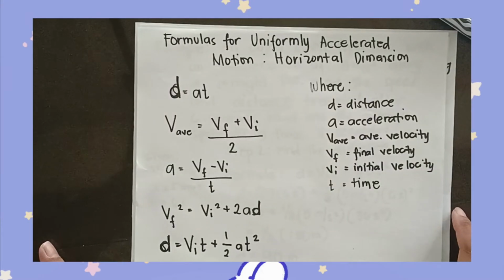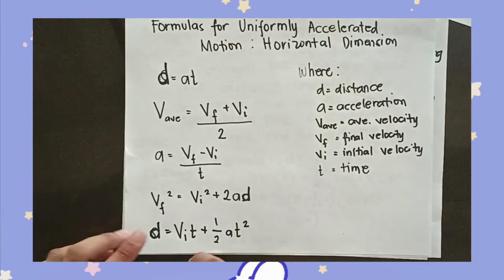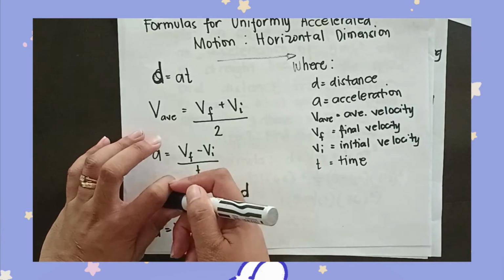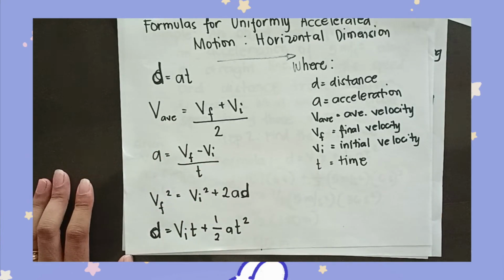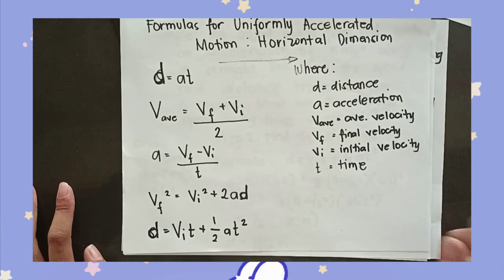Formulas for uniformly accelerated motion, horizontal dimension. Pag sinabi natin horizontal dimension, it is a straight line. Okay? Ibig sabihin, yung isang object ay nagta-travel siya in any direction pero in a straight line. So, meron tayong mga formulas dito.